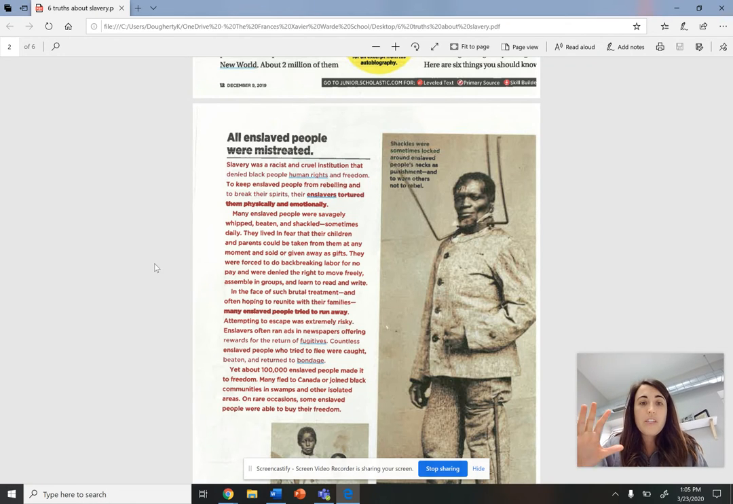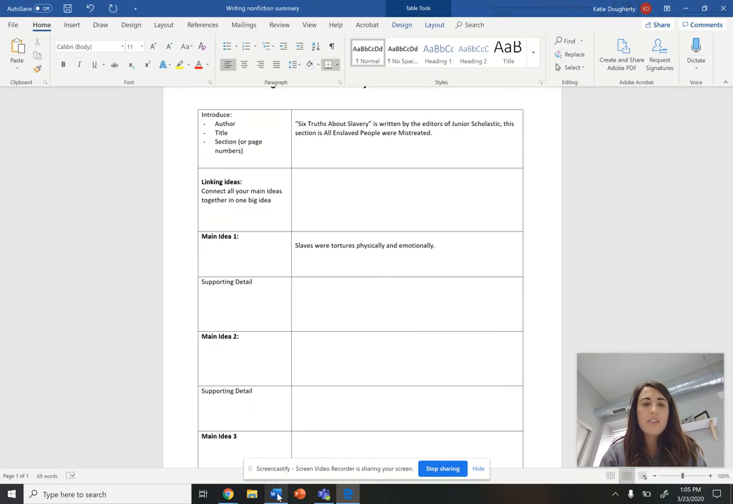So I'm just stopping there because that's the full paragraph. But all of those are about 3 or 4 supporting details. I'm just going to pick one. I'm going to pick that they lived in fear that they could be separated or taken away at any moment, because that proves the emotional torture.